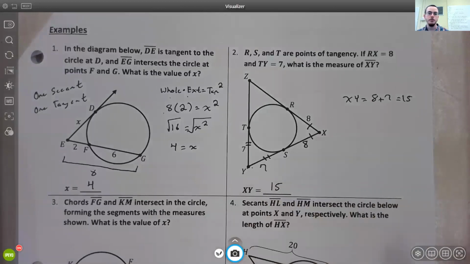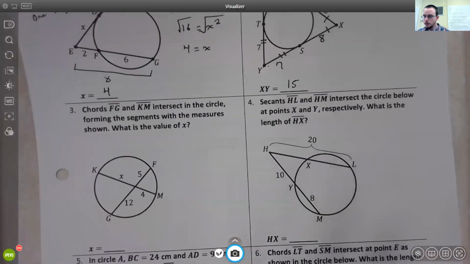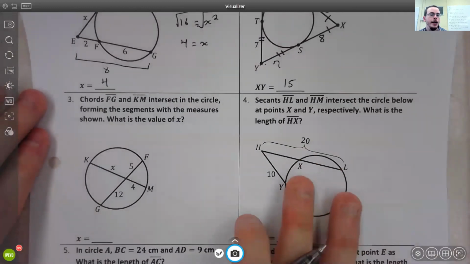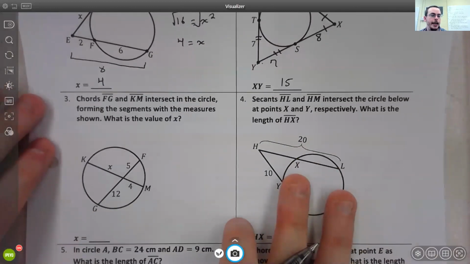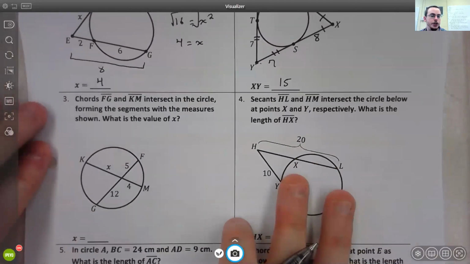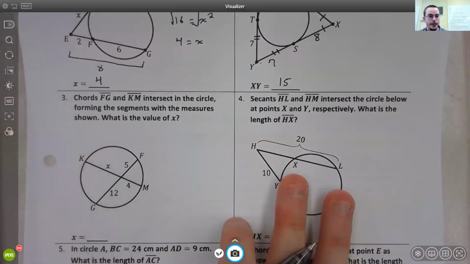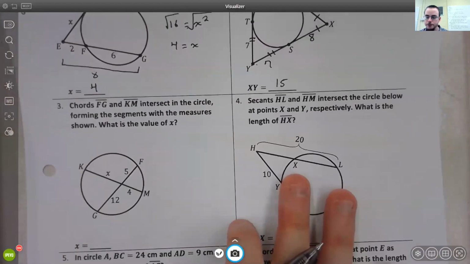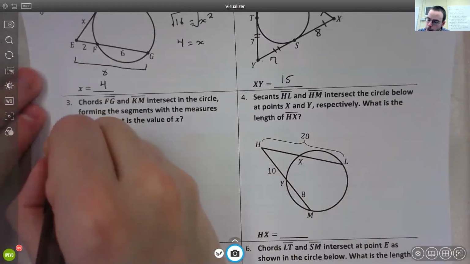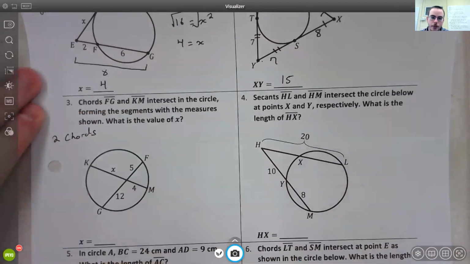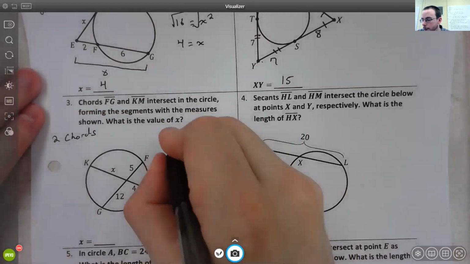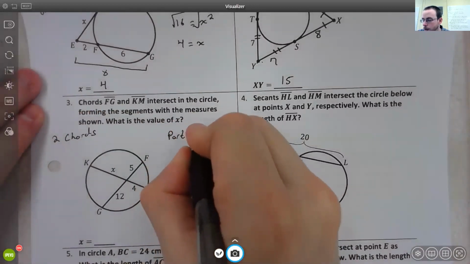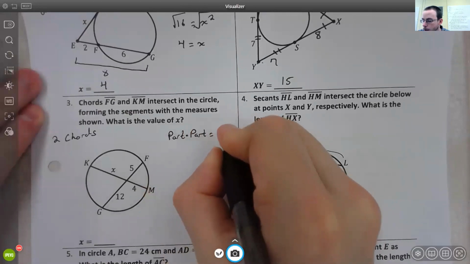All right, number 3. It says chords FG and KM intersect in the circle, forming the segments with the measures shown. What is the value of X? So we have two chords here. So when we use that formula, we have part times part equals part times part.